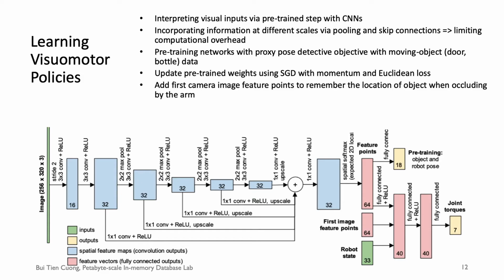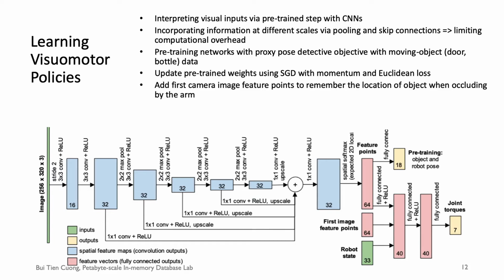CNNs incorporate information at different scales via pooling and skip connections to limit the computational overhead. The convolutional networks are first pre-trained with two sets of images. Then, the model weights are updated using SGD with momentum and standard Euclidean loss.